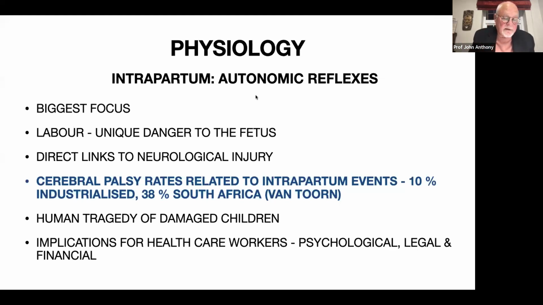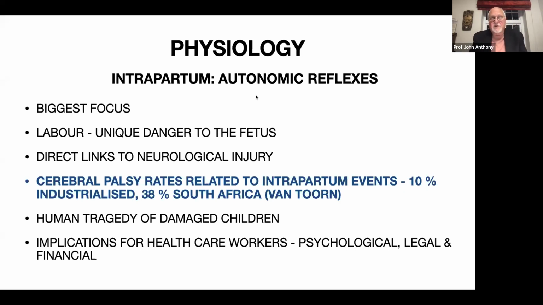Now, again, exactly why these seminars take place is because we have a problem. Cerebral palsy rates related to intrapartum events in the developed world, in other words, industrialized countries with lots of resources, sit at about 10% of all cases of cerebral palsy. But in South Africa, 38% of the cases of cerebral palsy can be related to things that happen intrapartum. And these are generally avoidable causes for neurological injury. That's data that comes from a pediatric neurologist at Stellenbosch, Professor Ronald van Toorn.